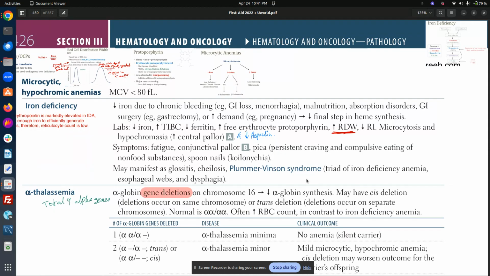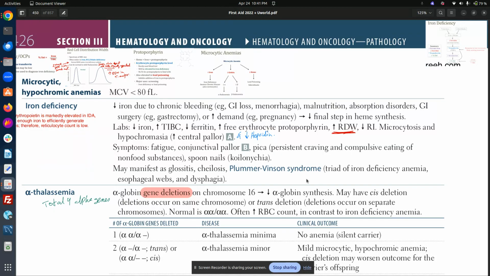Now let's talk about the treatment of iron deficiency anemia. We give the patient iron supplements, usually from 6 weeks to 6 months, because it takes time to restore the iron in the body, and oral iron is preferred over IV iron.